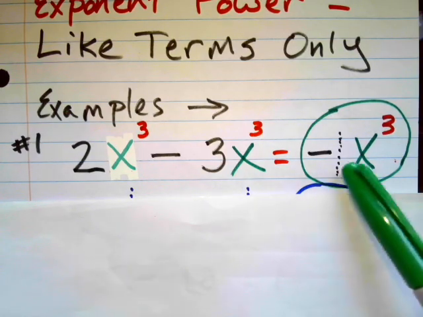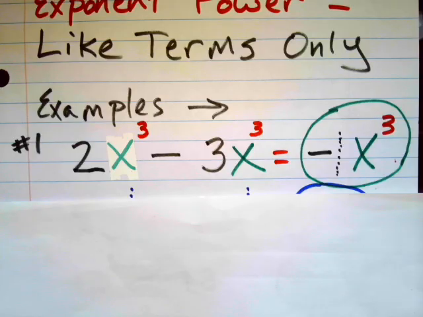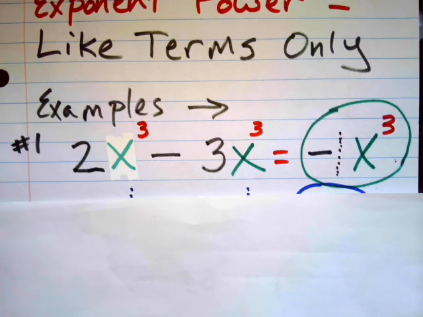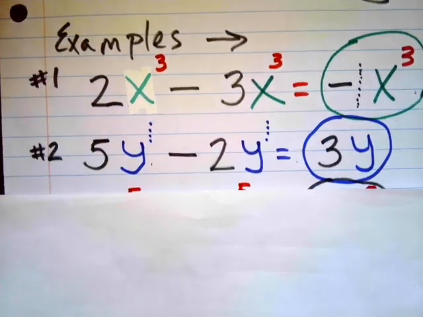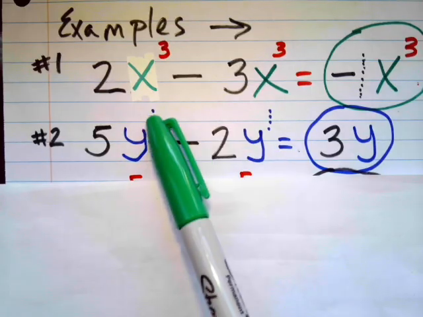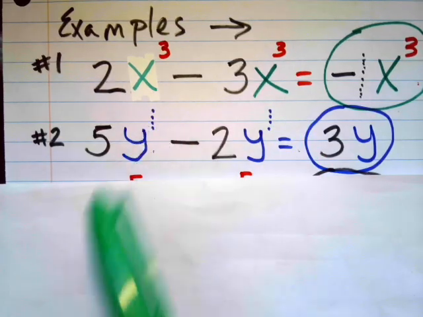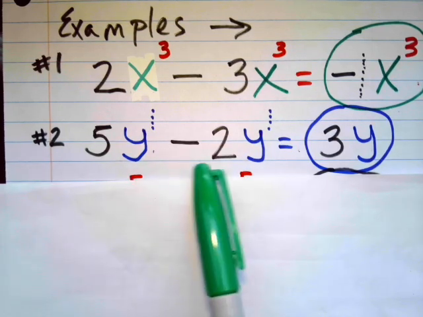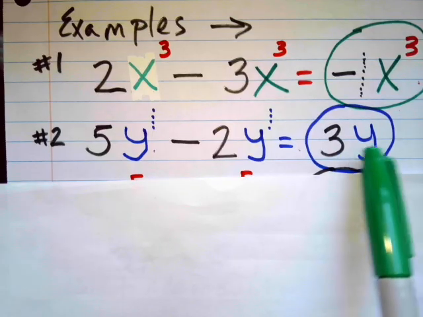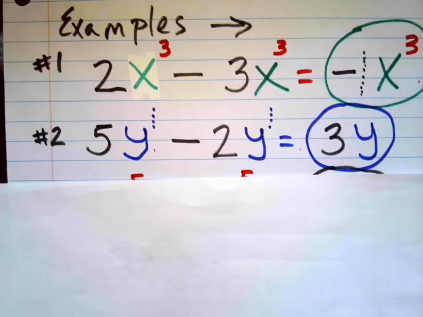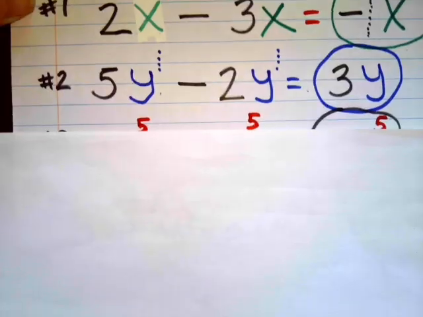You could also write this just negative x to the third power, or negative 1, write in that whole 1, x to the third power. All three mean exactly the same. Number 2, we have our bases are y, our exponential power. Show those invisible ones. We can see they're both to the first power. And 5 minus 2 is 3y. You could show a 1 in that exponential place, or you can show a dot, dot, dot, invisible 1. All three answers would be exactly the same.